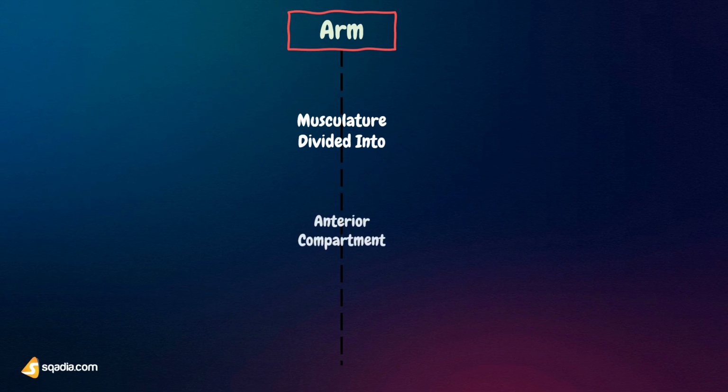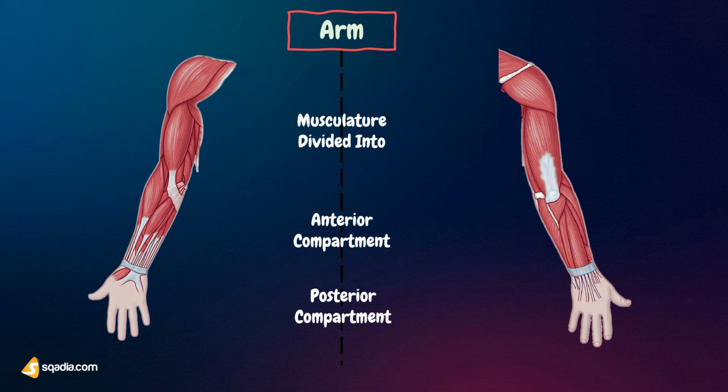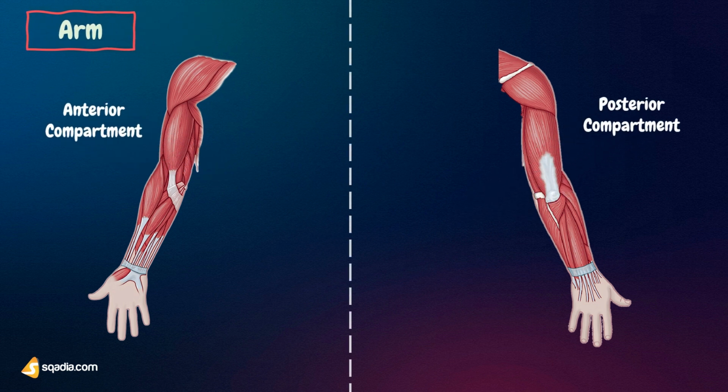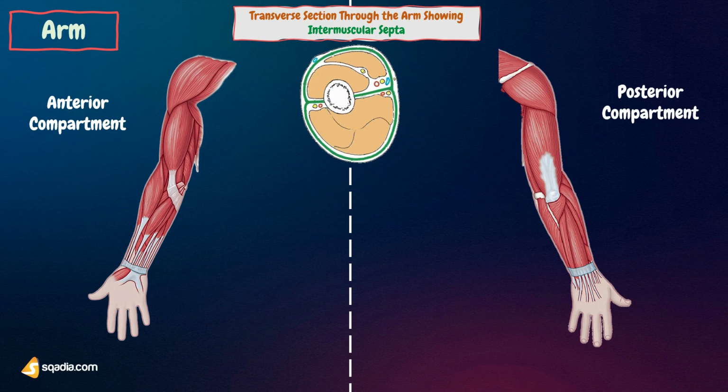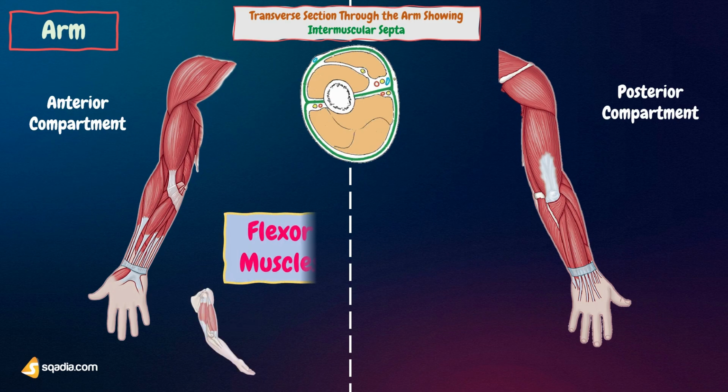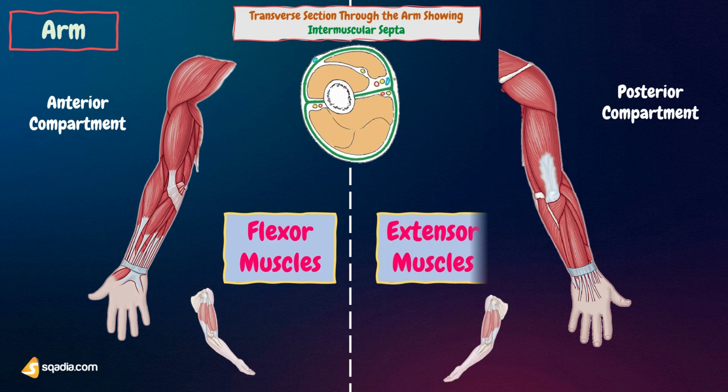The musculature of the arm is divided into the anterior and posterior compartments by intermuscular septa. The division of the muscles into compartments gives them individuality in their function. For example, the anterior compartment comprises flexor muscles that flex the arm, and the posterior compartment consists of extensor muscles that extend the arm. But how does this division into two compartments occur?